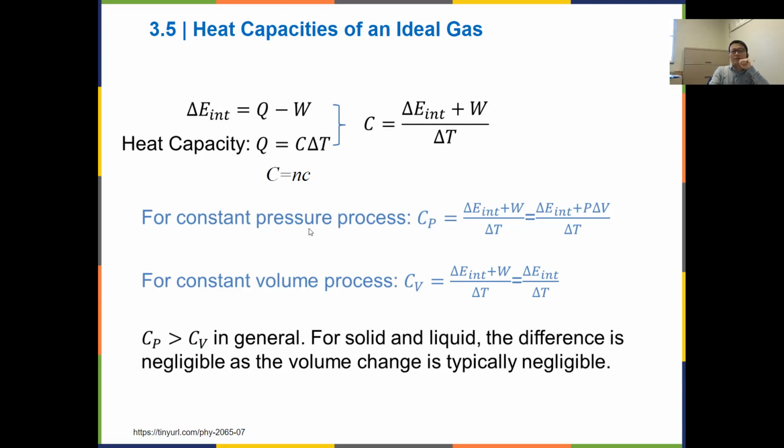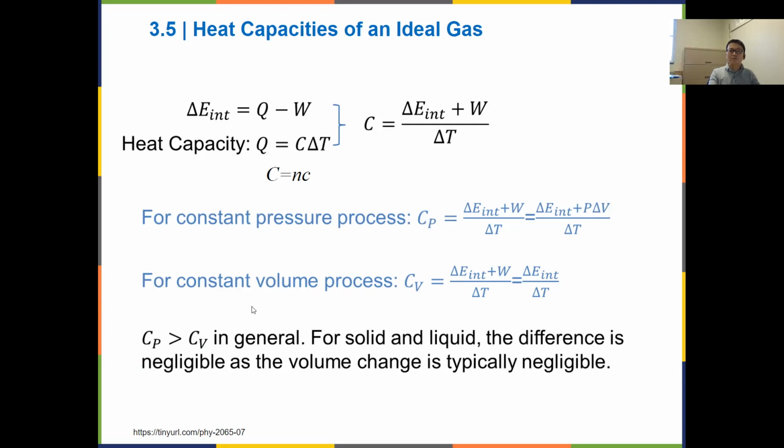So for the constant pressure process, you have delta E internal plus W over delta T, where W is equal to P times delta V. Now for constant volume, CV is again equal to delta E internal plus W over delta T. But because volume does not change, delta V is equal to 0, so this term vanishes, and you only have delta internal energy over delta T. Comparing the two, you will see that this one has one additional term, P delta V, on the top.